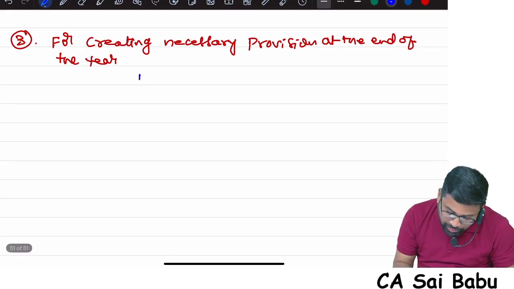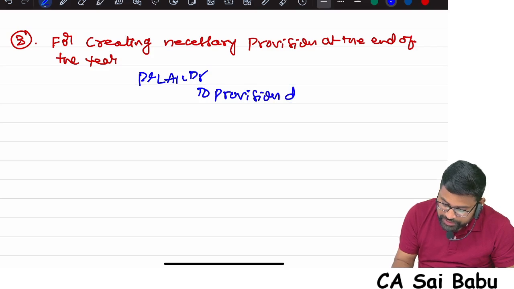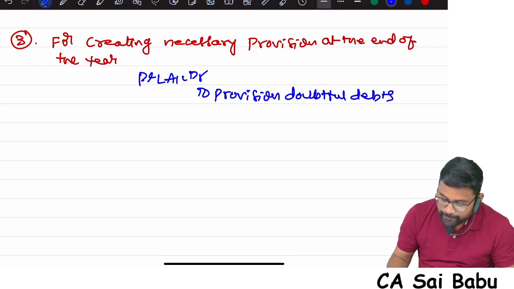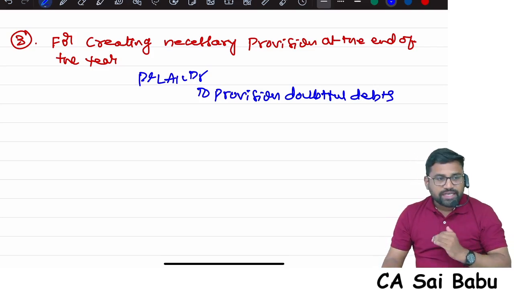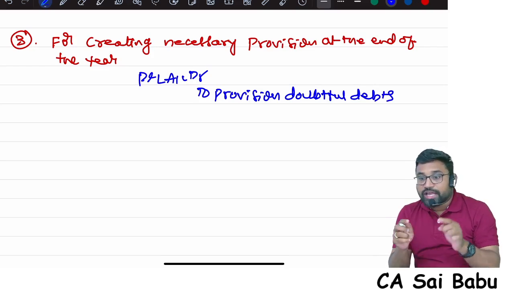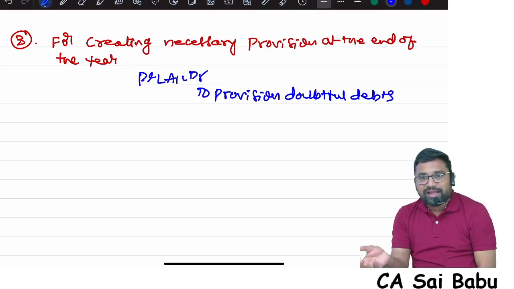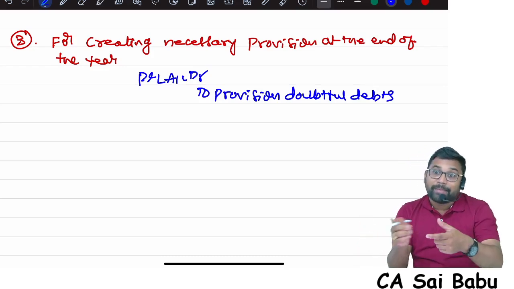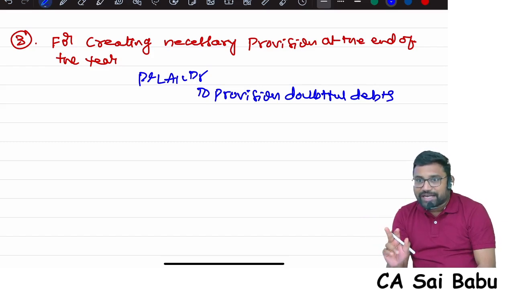So when you create a provision, what is the entry? P&L account debit to provision for doubtful debts. And generally, when you are creating a provision, you create it on sundry debtors after adjusting bad debts. Because bad debts is anyway a loss, it will not be collected. So only on the remaining balance you need to create a provision. Suppose your debtors is 10 lakhs, with 2 lakhs bad debts. Then 8 lakhs is the sundry debtors, and on 8 lakhs you have to create a provision.